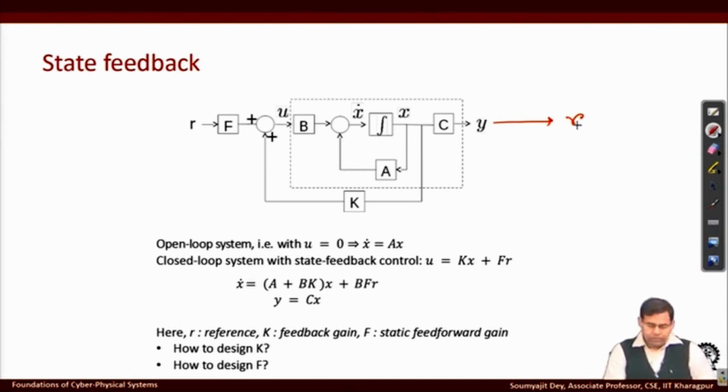So if you look at it, x dot is, if you just look at the equations, x dot is nothing but ax plus bu, but as we saw, u is nothing but kx plus fr, right. So bu is bkx plus bfr, and you then have x dot equal to a plus bk multiplied by x plus bfr. So that's your dynamical equation, and the output y is this cx.